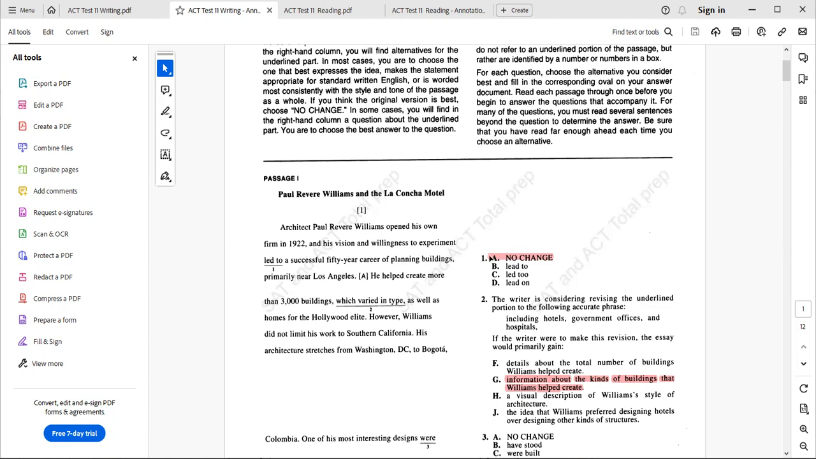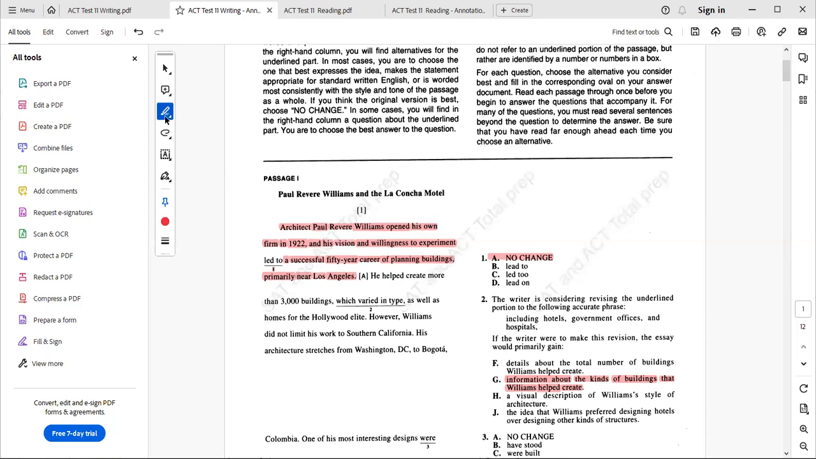Dr. Ahmed said that A1 is A and is right. So let's look at the sentence to find out why it's right. Here he said, architect Paul Rivera Williams opened his own firm in 1922, and his vision and willingness to experiment... take care of that. I need now a verb.